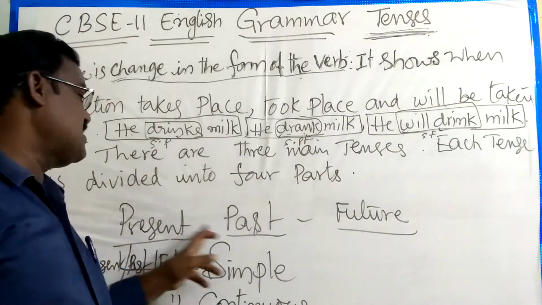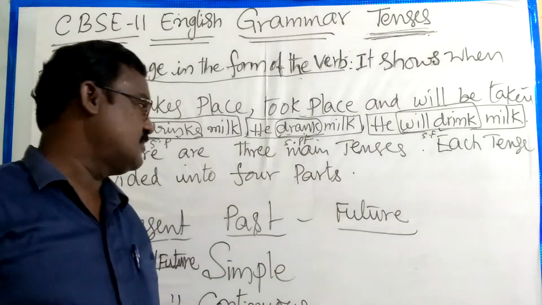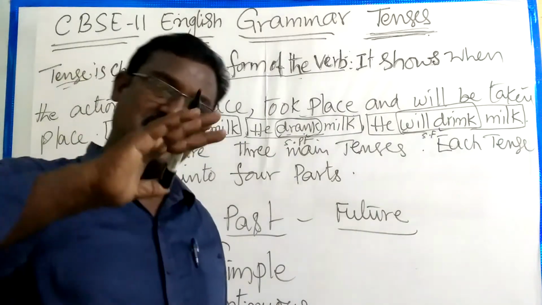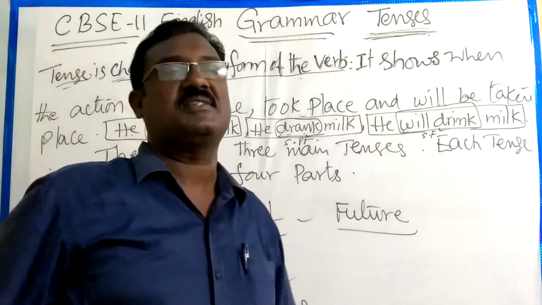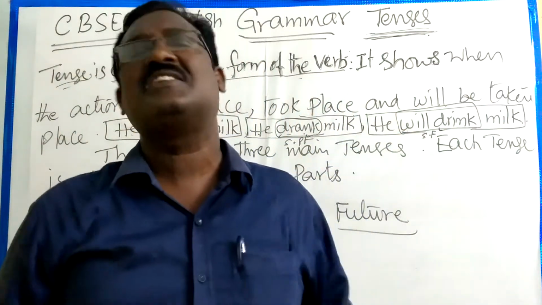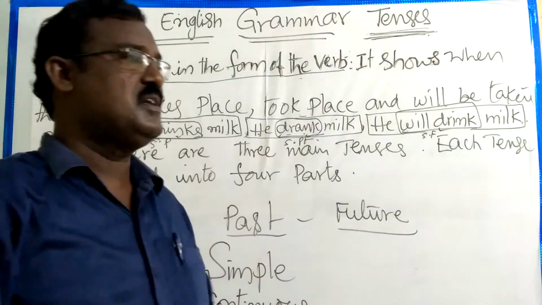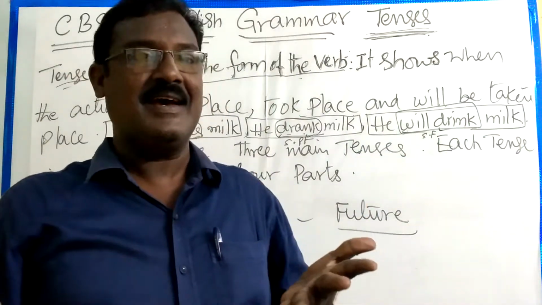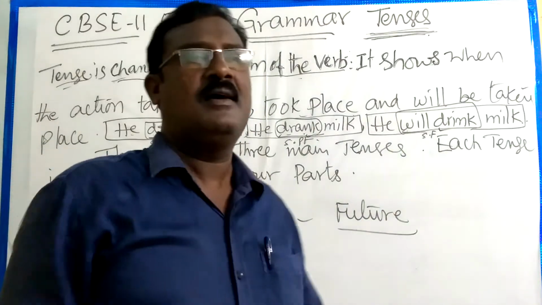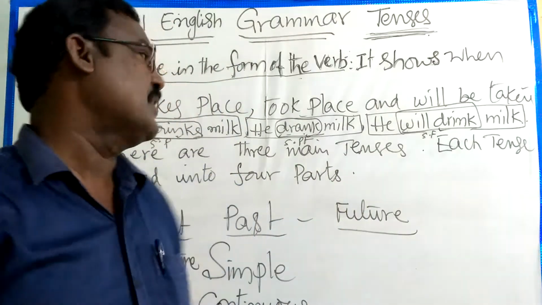So now if you see present, past, future. Past means completed action. Present means action going on now. Future means action still to take place after some time. So all the activities in the English language we can express in only three ways: past, present, future. Is there any other tense through which we can express the action of the subject in a sentence? No. So we should be very clear.